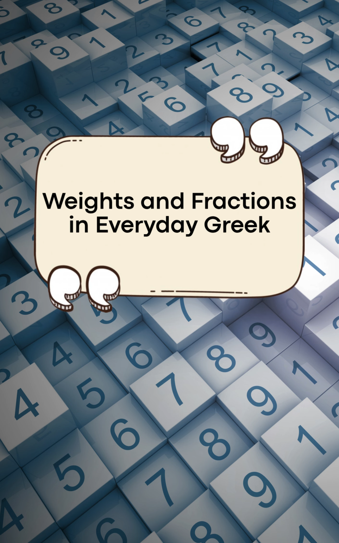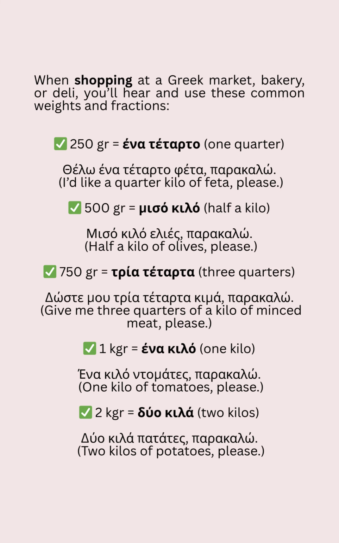So let's continue a little bit here, and we have weights and fractions in everyday Greek. These are some expressions and numbers that we use when we go, for example, shopping. You will hear these weights and fractions. For example, ένα τέταρτο. Θέλω ένα τέταρτο φέτα, παρακαλώ. I would like a quarter kilo of feta, please. Θέλω half a kilo. Μισό κιλό. Μισό κιλό ελιές, παρακαλώ. Half a kilo of olives, please.